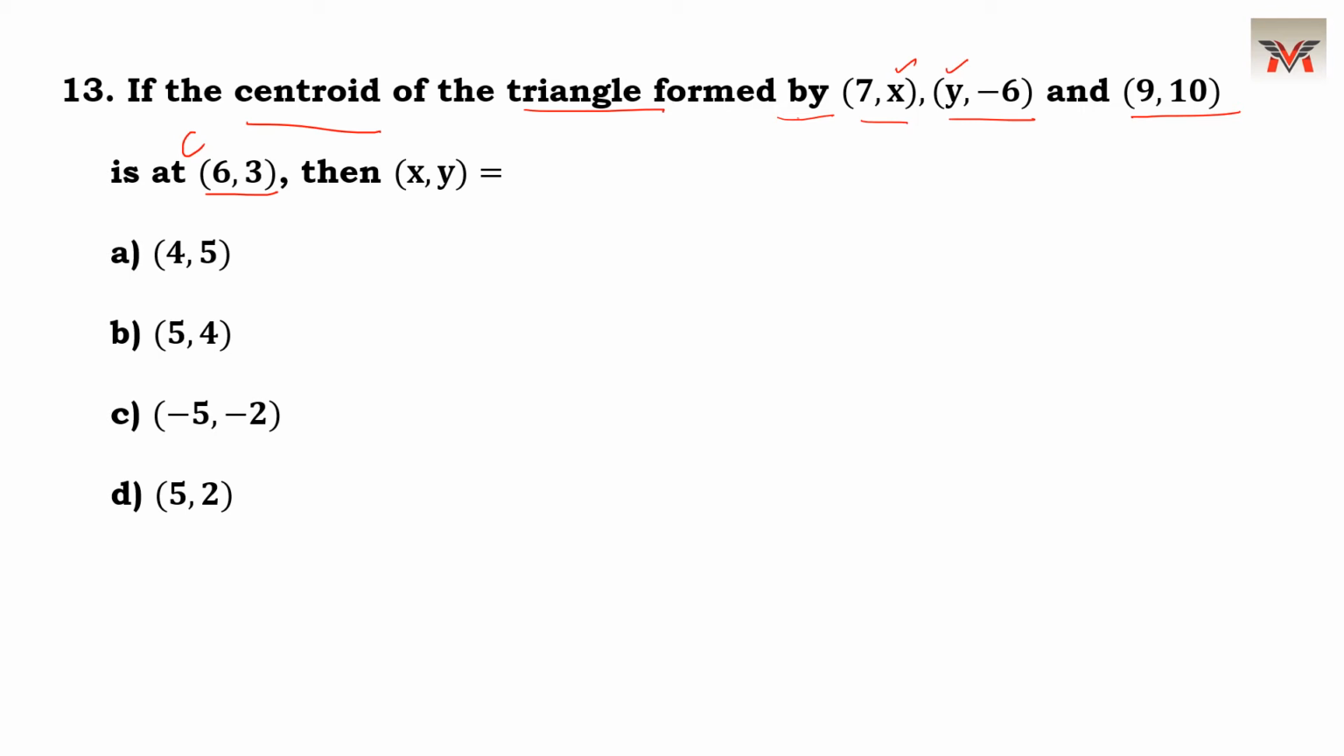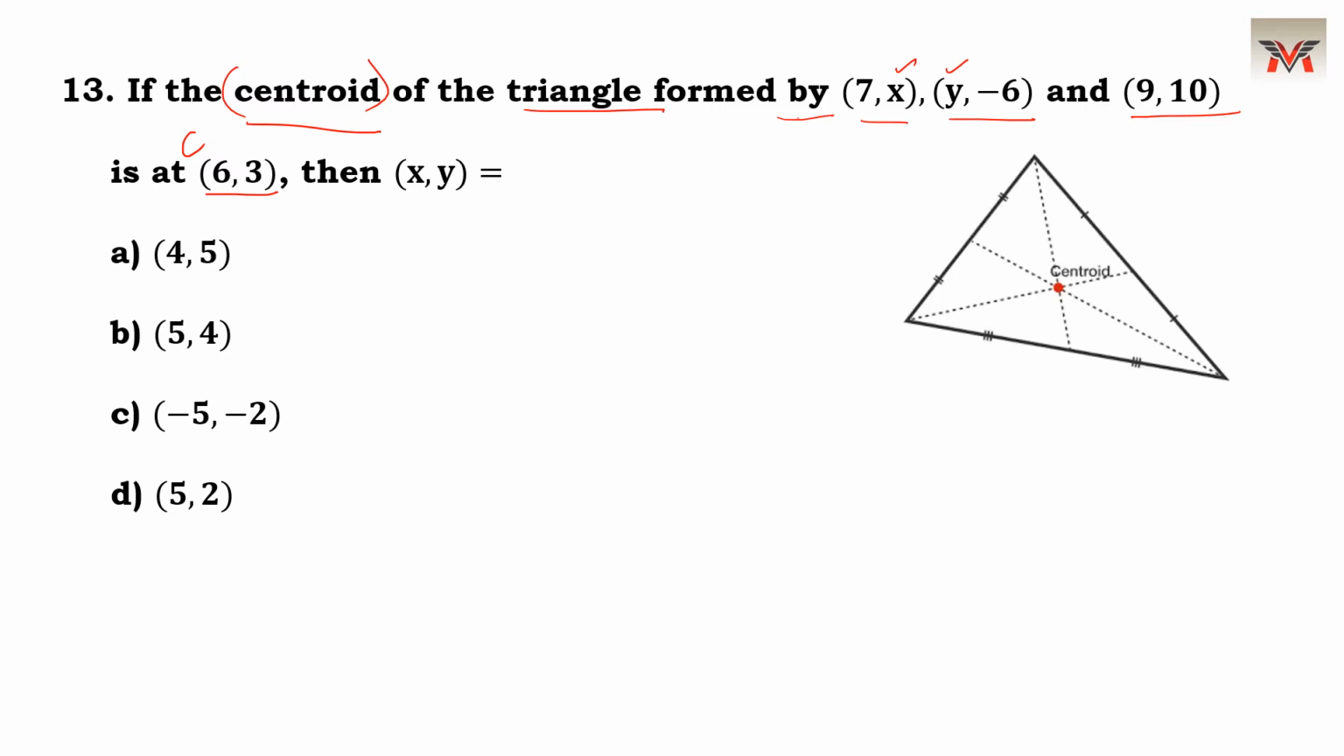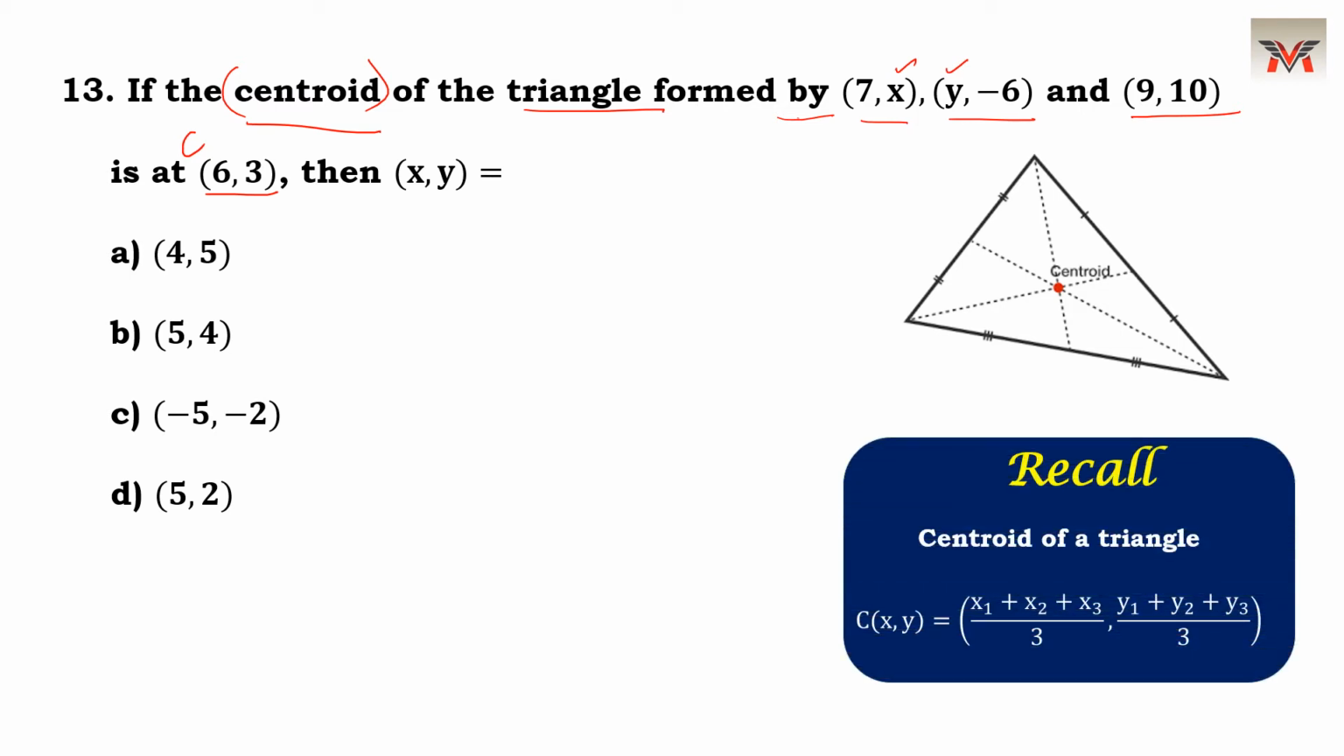What's the concept? The main concept given is the centroid of the triangle. We already discussed the centroid of the triangle, right? So what is the centroid? The centroid is the point which is the intersection point of all the medians. So how can we continue? What is the formula here? The formula is centroid (x, y) equals ((x1 + x2 + x3)/3, (y1 + y2 + y3)/3), that is, the x coordinates of all three vertices divided by 3, and all the y coordinates of the vertices divided by 3.